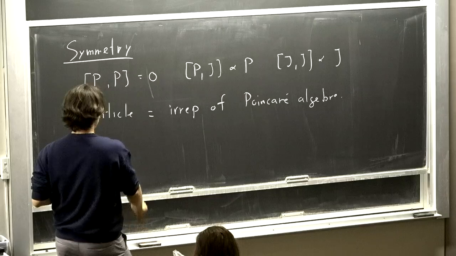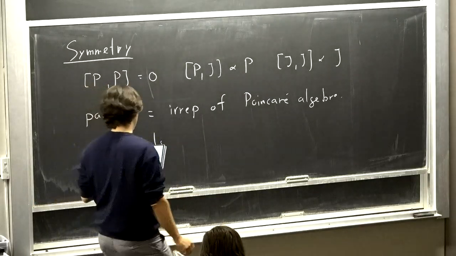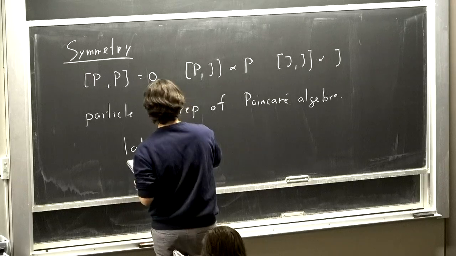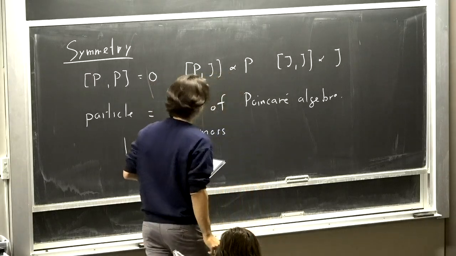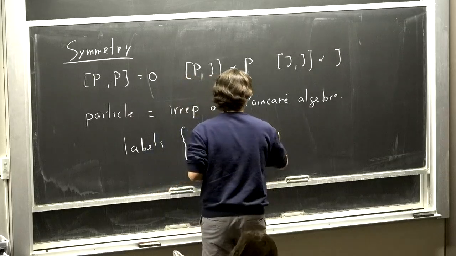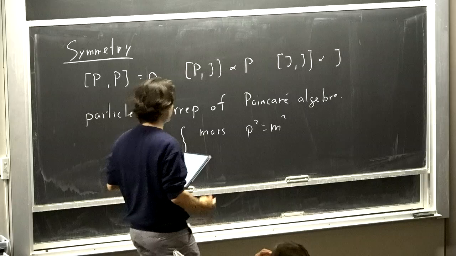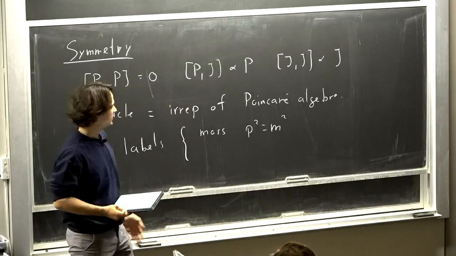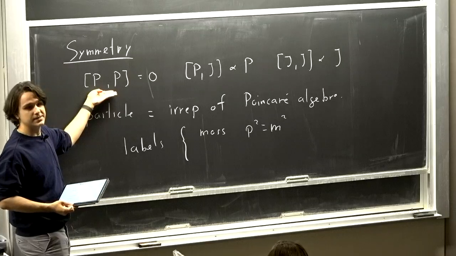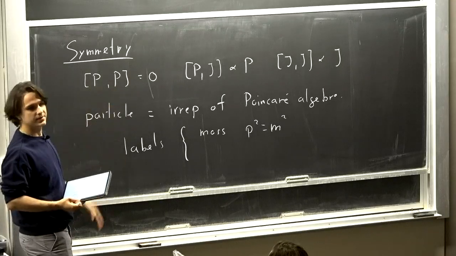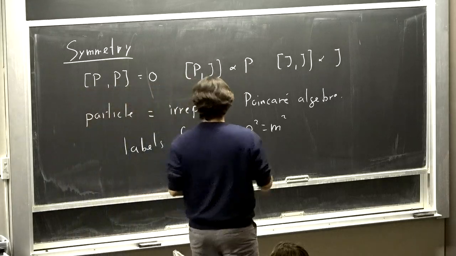Okay, so it has a bunch of labels. Okay. So it's going to have something like a mass, something that satisfies p squared equals m squared. So I'm going to label my particles, my states, in terms of some momentum variable, because then I can diagonalize part of this algebra. I can just choose eigenstates of p, which make my life easier because all of these commute. And then there's also spin.